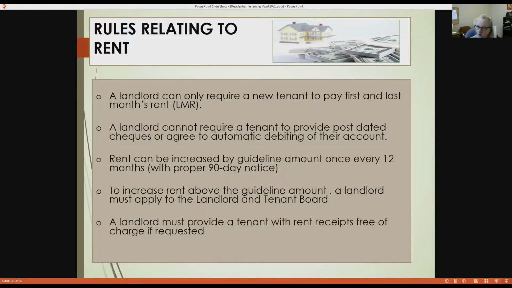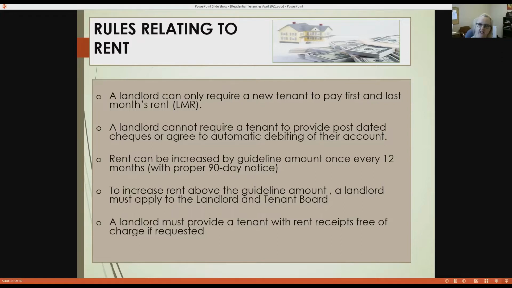If they want to, they're more than welcome to, but there's no enforcement or anything that can be done if they don't pay it. You can't require post-dated cheques or an automatic debiting of the account. If a tenant and a landlord agree to these things, that's different, but a landlord cannot unilaterally impose that requirement or restriction. Rent can only be increased once every 12 months.